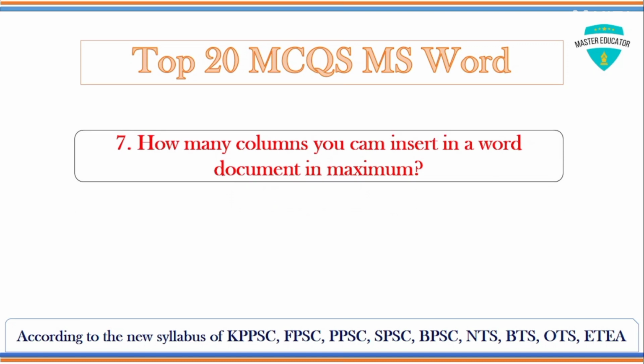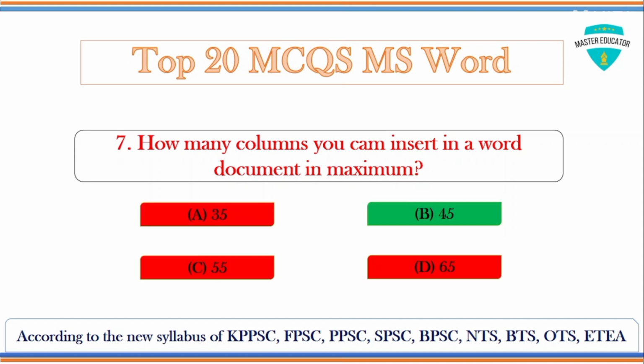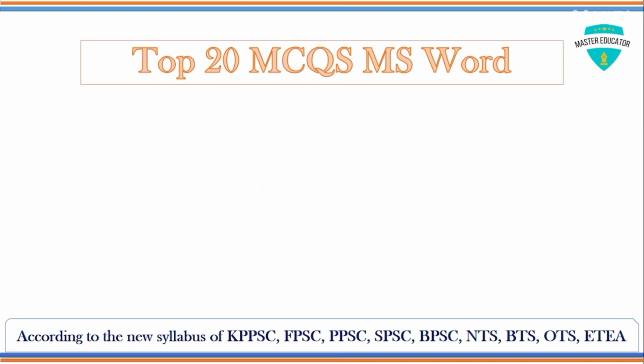MCQs number 7. How many columns can you insert in a Word document at maximum? Sorry, there is a spelling mistake. CAN. I have written CAM. Option A 35, option B 45, option C 55 and option D 65. The correct option is option B, which is 45.